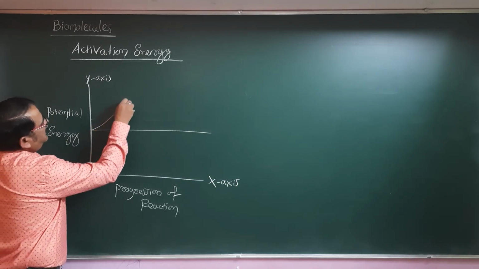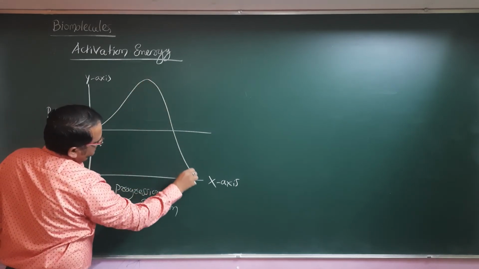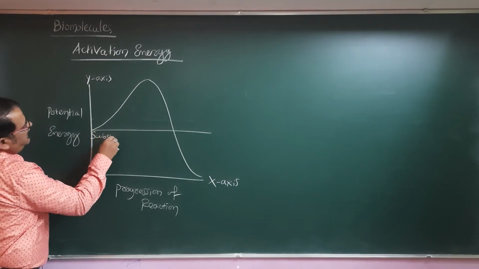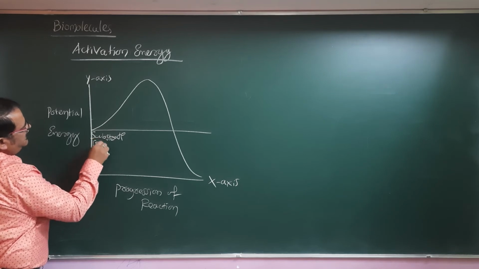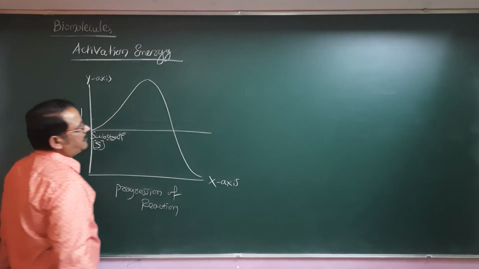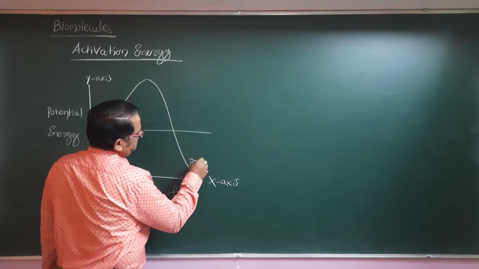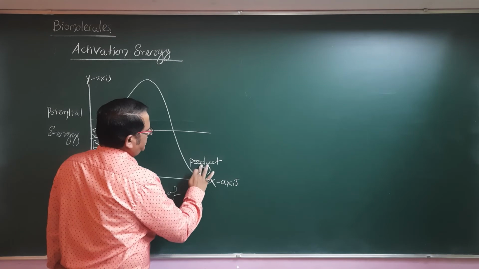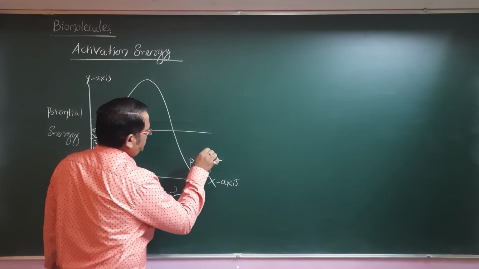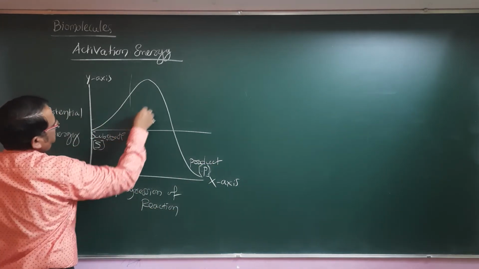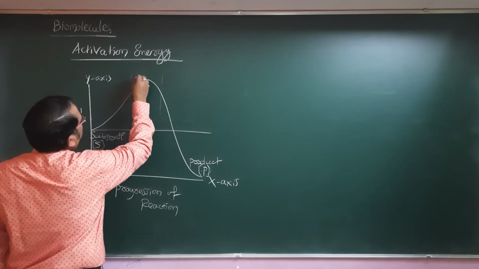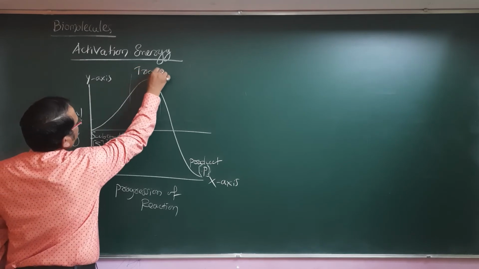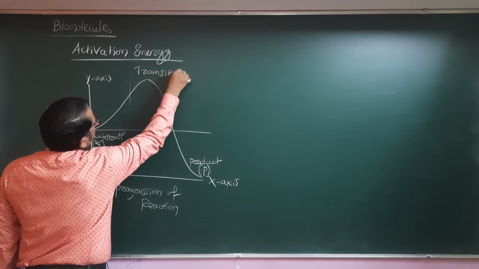So here it is a curve that is mainly representing substrate, getting converted into product P. Okay. So here a phase in which the substrate is getting converted into product is called a transition state.